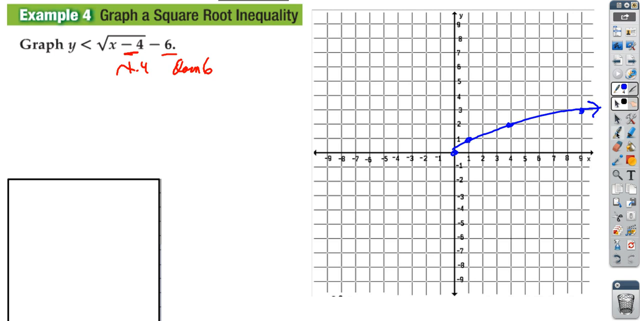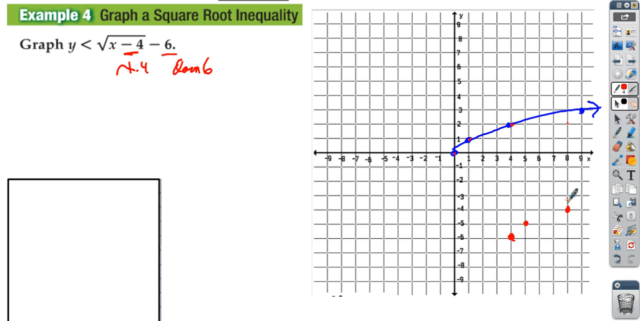Parent function looks like this from before. Here's the parent function. We're just going to move that to the right 4 and down 6, because we're subtracting from x, so we go right. So let's move the right 4 down 6. So there's the first point. That's this original point. If we move this one right 4, it goes to x equals 5. Down 6 would take it here. And then if we move this one to the right 4, we would get to 8. And if we go down 6 from 2, we would get to negative 4.